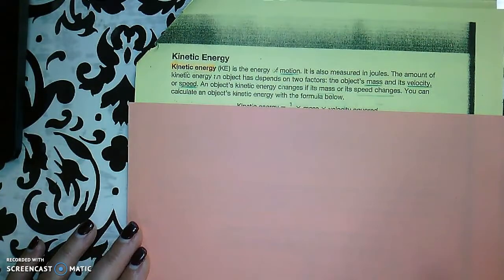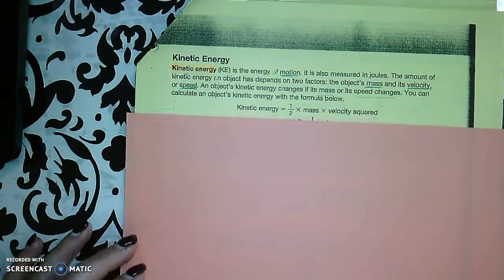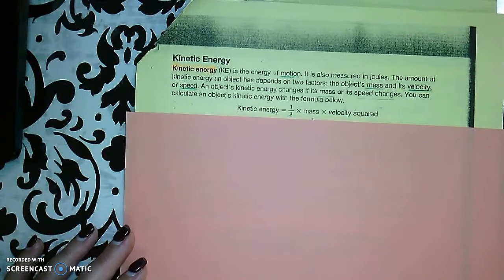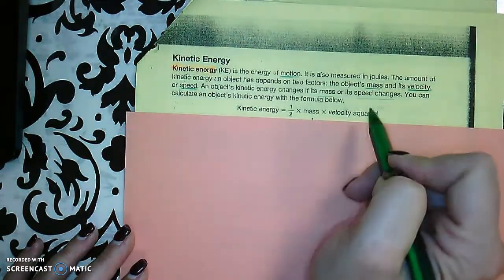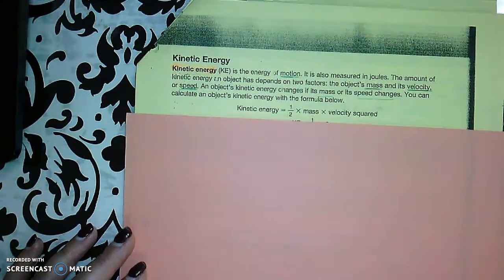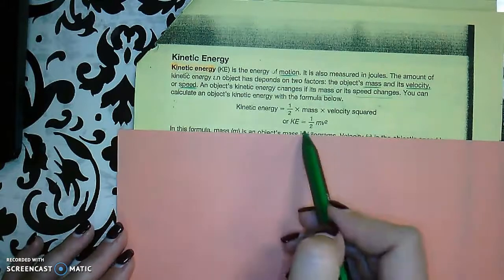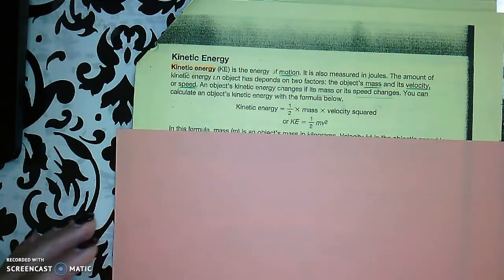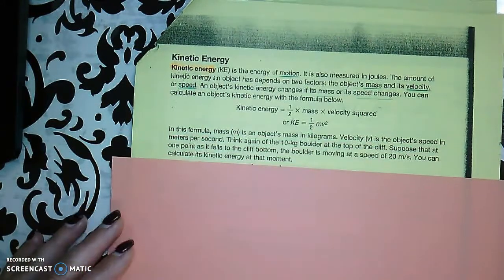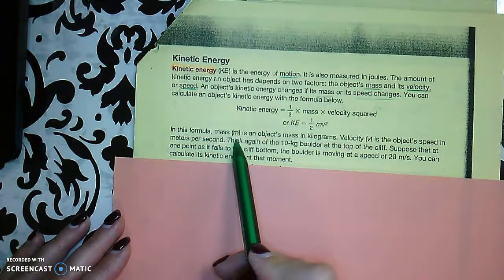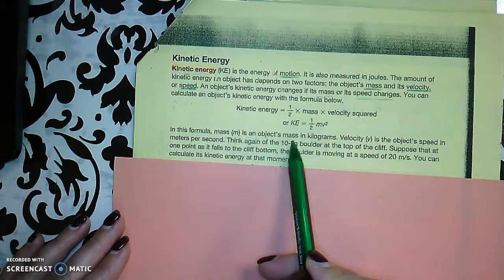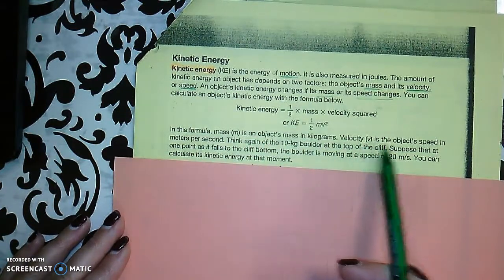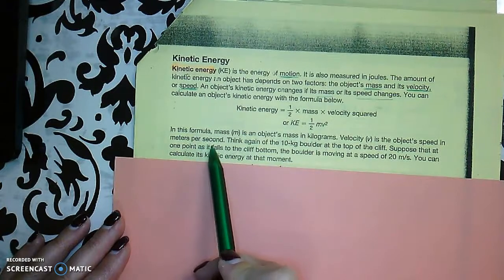You can calculate an object's kinetic energy with the formula below. Kinetic energy equals 1/2 mass times velocity squared. And then here it's written in more symbol form. So in the formula, mass m is an object's mass in kilograms. Velocity v is the object's speed in meters per second.